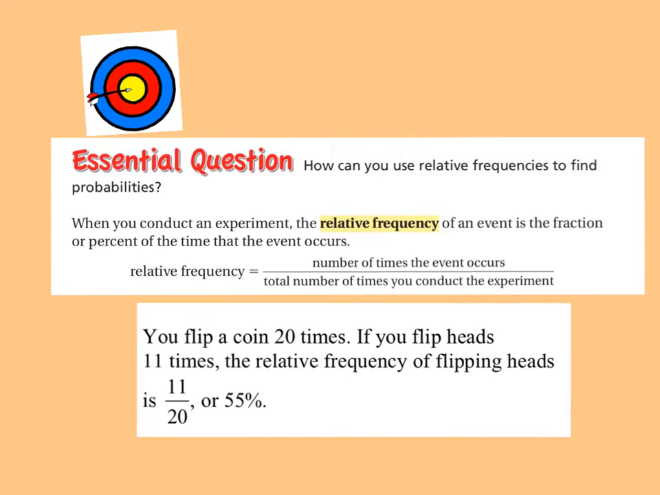All right, again, our essential question is how can we use relative frequencies to find probabilities? Remember, relative frequency of an event is the fraction or percent of the time the event occurs. So if you think back to that example, the coin flipping, if you flip a coin 20 times and flip heads 11 times, the relative frequency of flipping heads is 11 out of 20 or 55%.